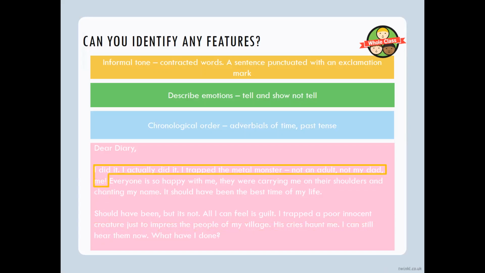So I've highlighted this sentence. I did it. I actually did it. I trapped the metal monster. Not an adult, not my dad, me. I've highlighted that because this is where I've met my first success criteria. I've spoken in informal tone and it's been punctuated with an exclamation mark.